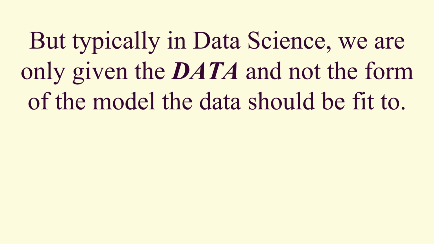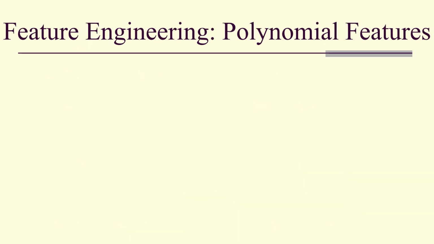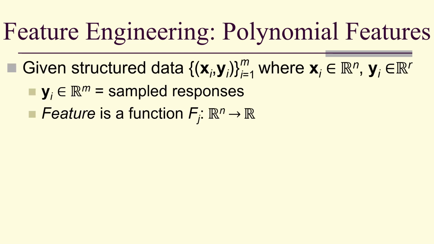But typically in data science, we only get the data. We're not even told what the model should look like. Instead, we use what's called feature engineering to discover the form of the model as we fit it to the data. So for example, polynomial features. Given structured data, y sub i is sampled responses, a feature is a function.